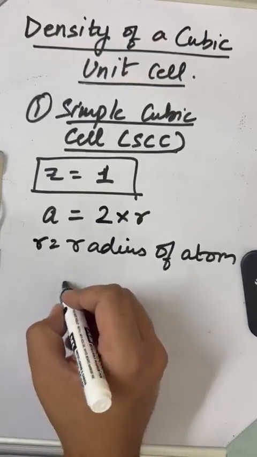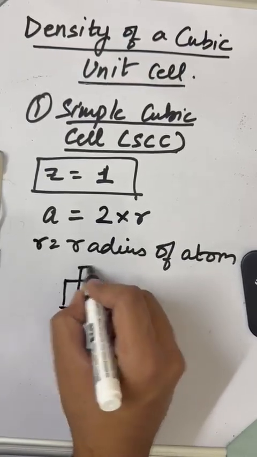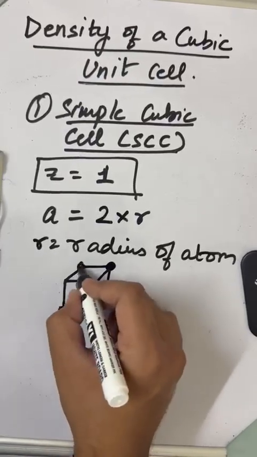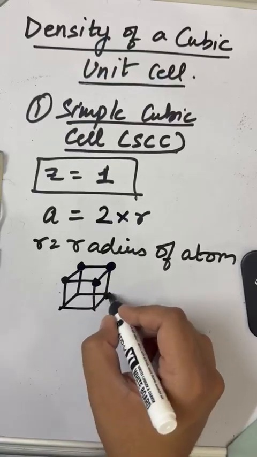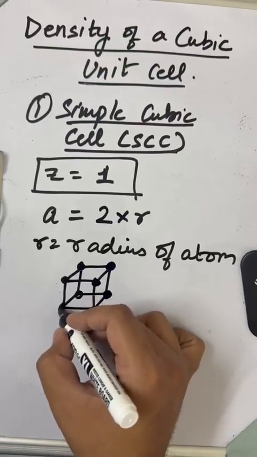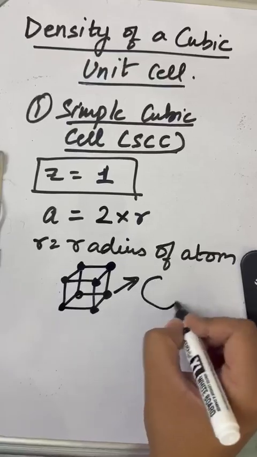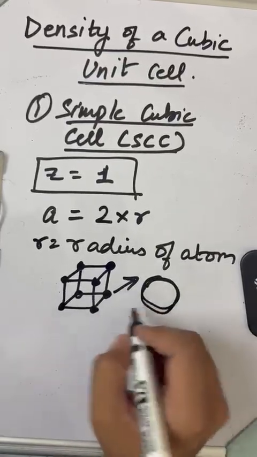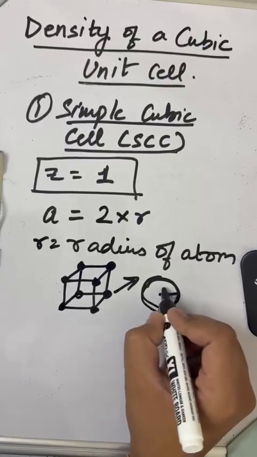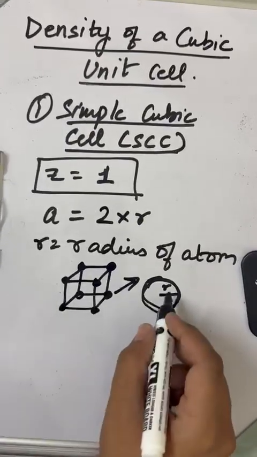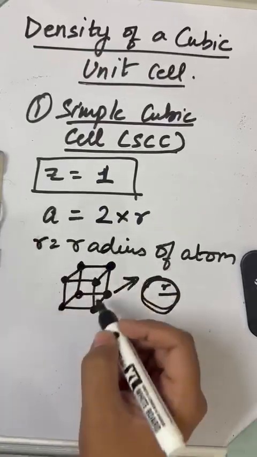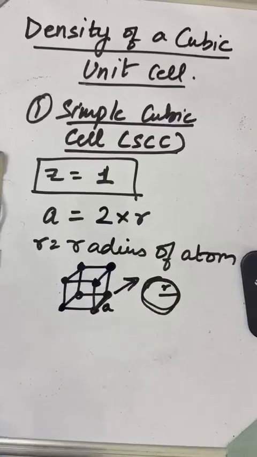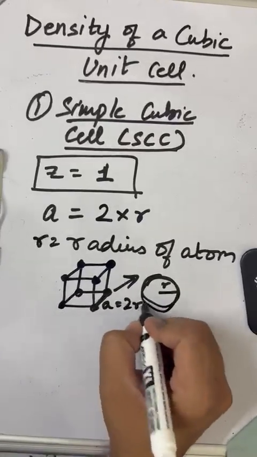So let me just show you an example. For example, if this is my simple cubic cell configuration where an atom is present on each corner, let me just project this. Just excuse my drawing, I've made this atom bigger. So this is the radius. If you multiply this radius by 2, that is the edge length for the simple cubic cell. So this is the length of the total edge. So A equals 2R.